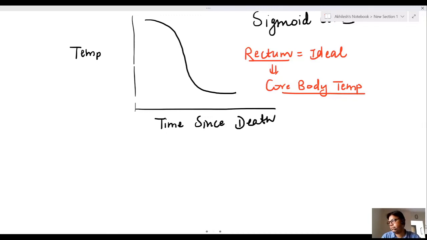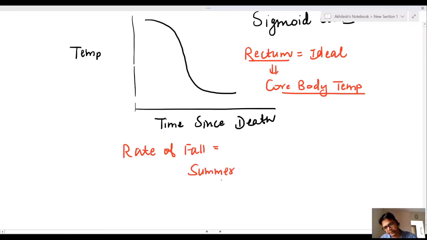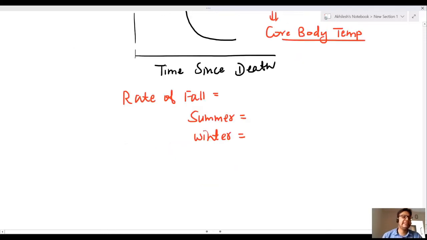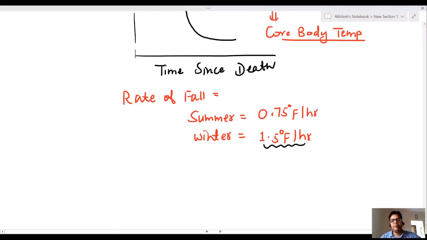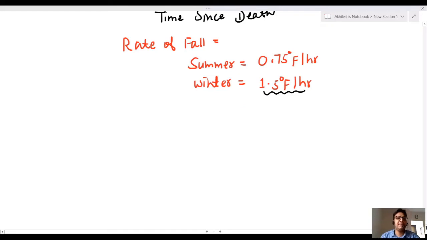Now, sir, what is the rate of fall? The rate of fall is different in summer and different in winter. In summer, it is 0.5 degree Fahrenheit per hour. In winter, it will be high, double, 1.5 degree Fahrenheit per hour. Why is it high in winter? Because in winter, outside temperature is less, so the rate of fall will be more. Rectum is the best site.